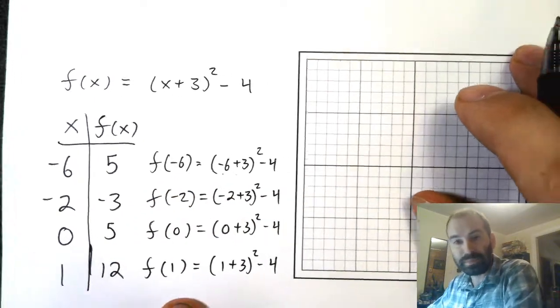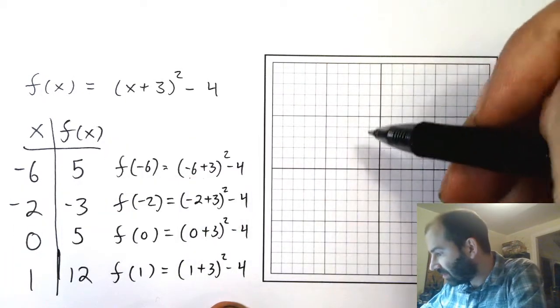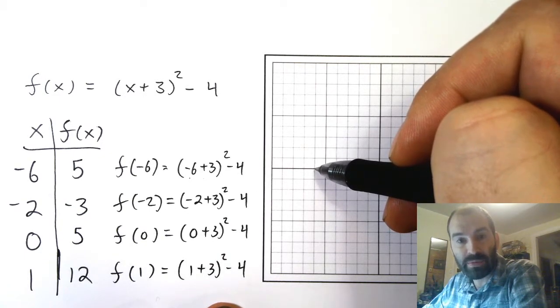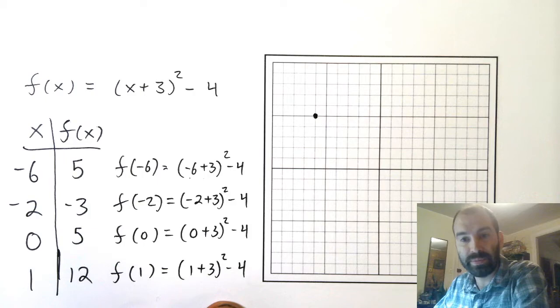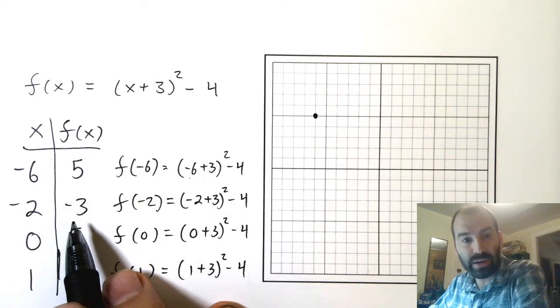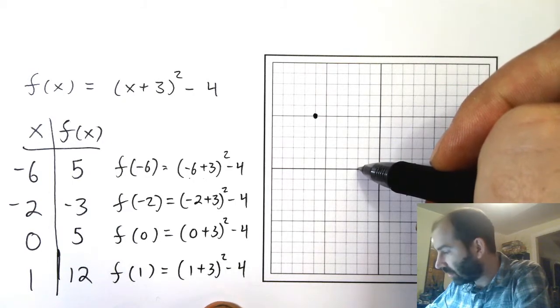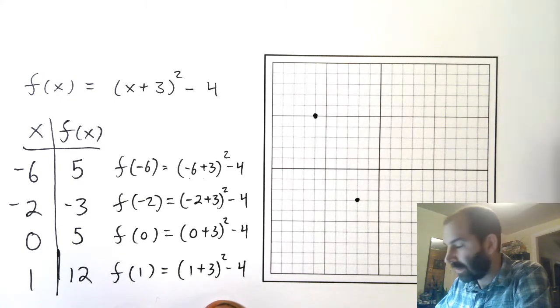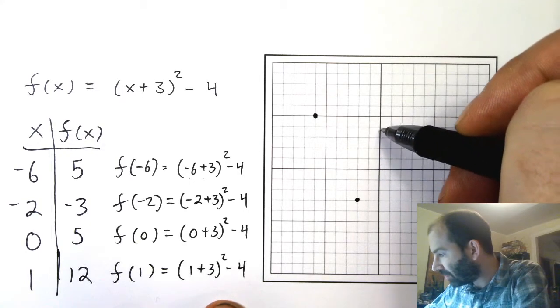Okay, so let's go ahead and plot these points. We started with x is -6, so I count 1, 2, 3, 4, 5, 6 to the left because I'm negative. And then f of x is 5, so I go up 1, 2, 3, 4, 5, and there we have a point. Then we have -2, -3. So I count -1, -2, and the f of x is -3, so I go 1, 2, 3, and here I am. 0, 5. So x is 0, so I'm right here. And then y is 5. 1, 2, 3, 4, 5.